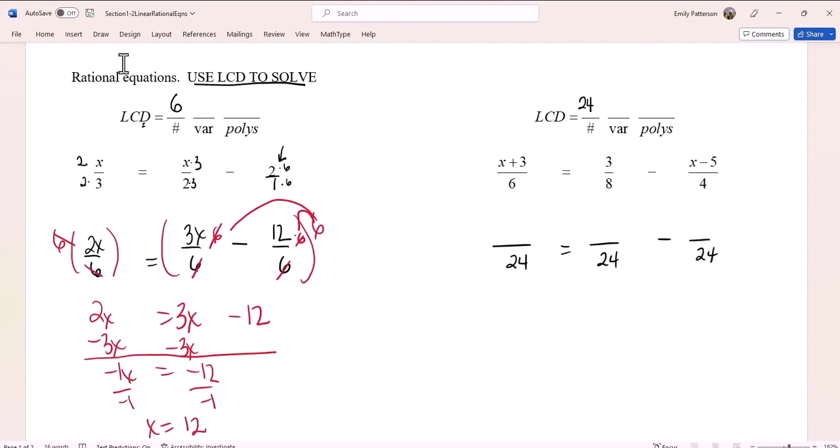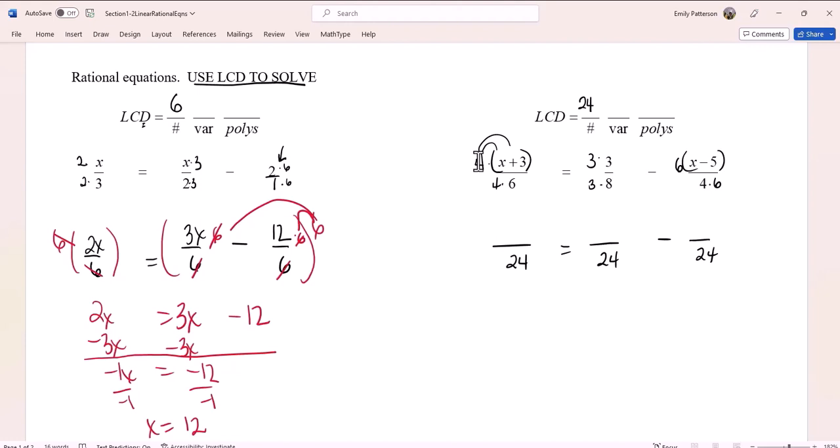So this first one, going from 6 to 24, I need to multiply by 4. So I'm going to multiply this by 4. Now remember, we're multiplying by the whole thing, so there's some distribution that's going to have to happen here. So 8 to 24, I've got to multiply by 3. 4 to 24, I've got to multiply by 6. And again, we're multiplying the entire thing by 6, not just the x or the 5.